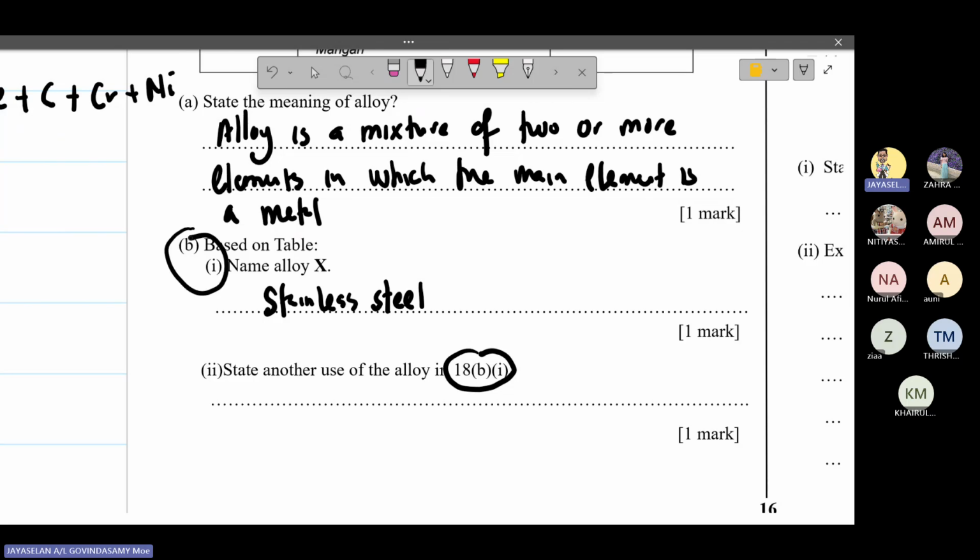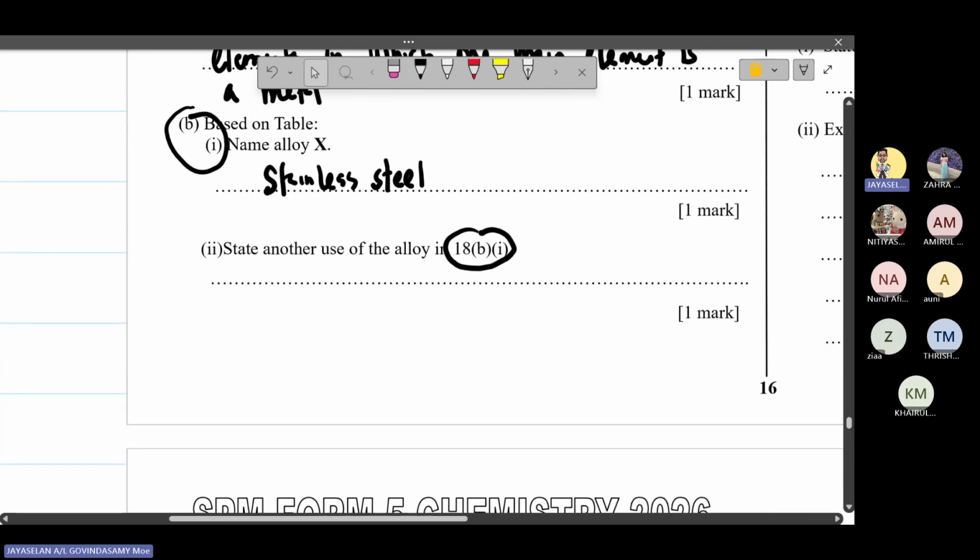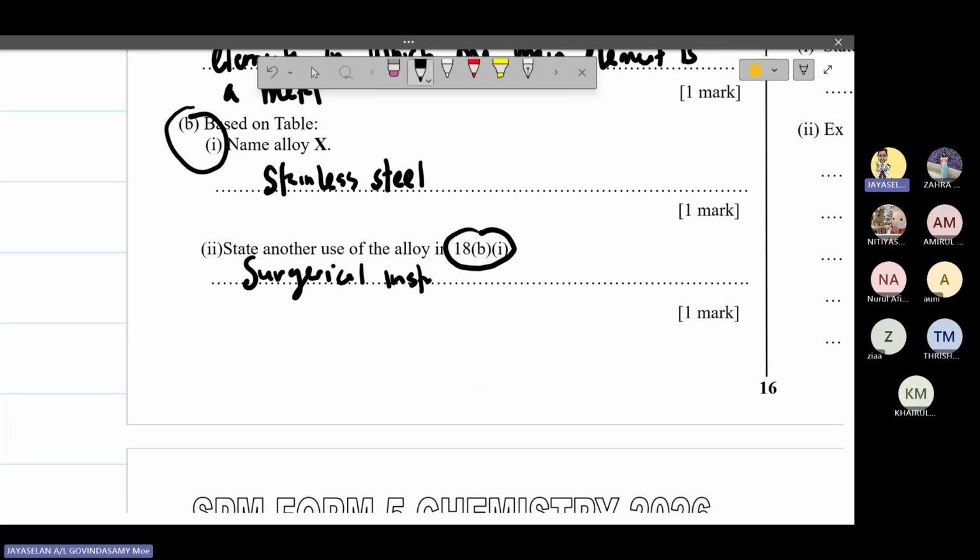State another use of alloy in Form 1. So you go to Form 1, study, then go to the table. They use spoon and fork. Other than that, stainless steel is used to make what? Very good. Surgical instrument.